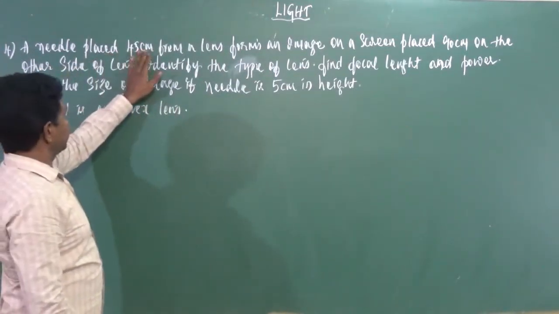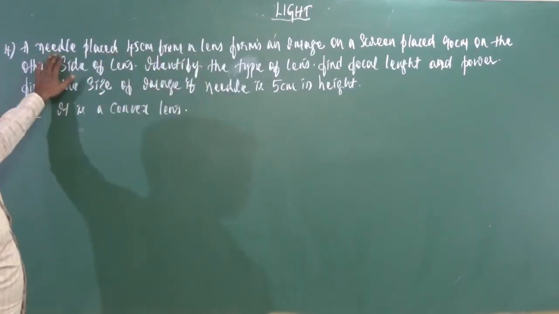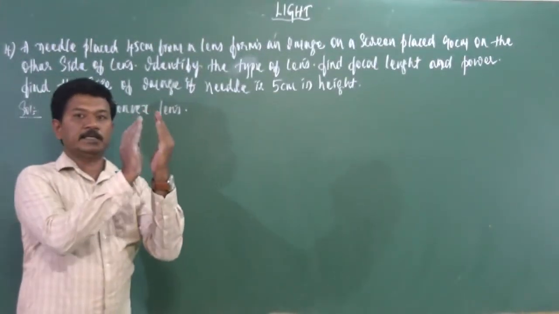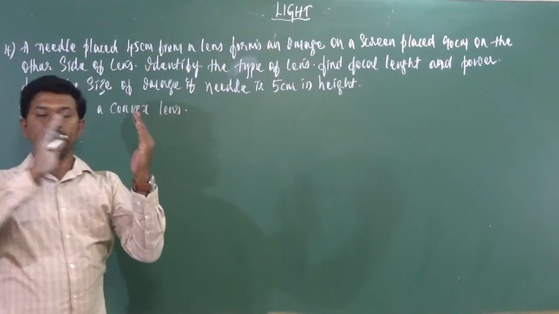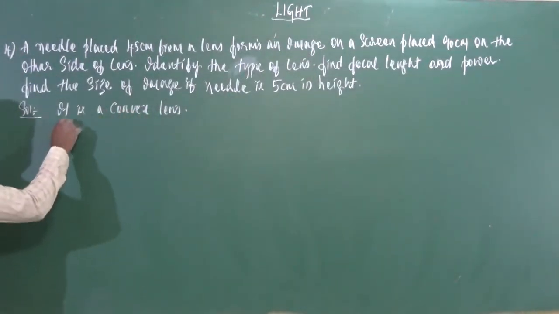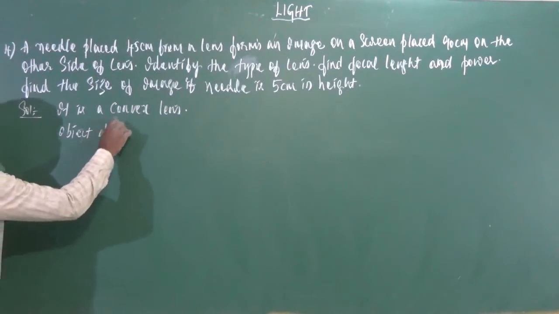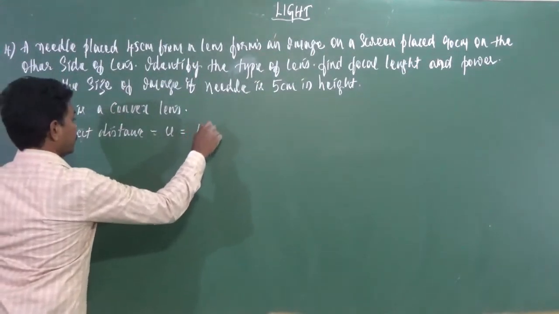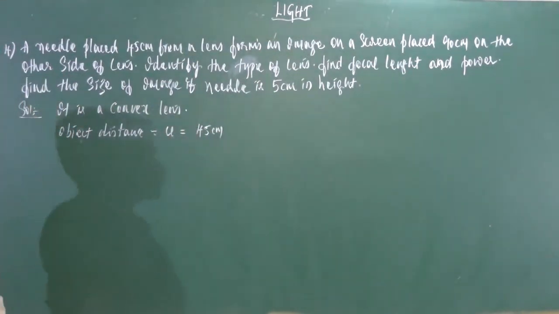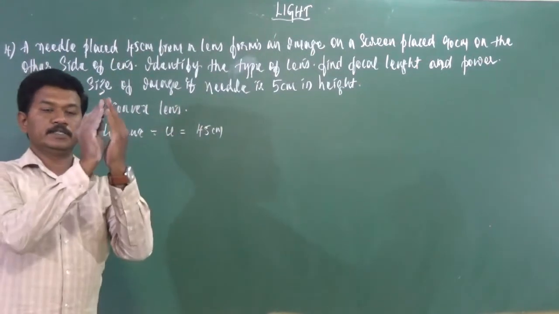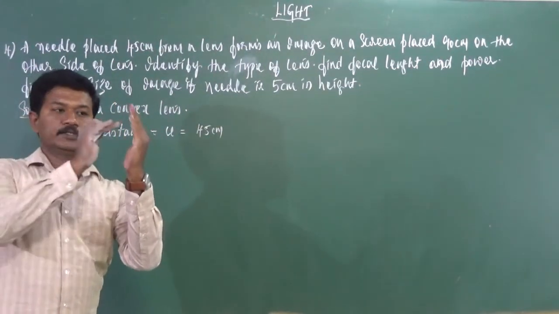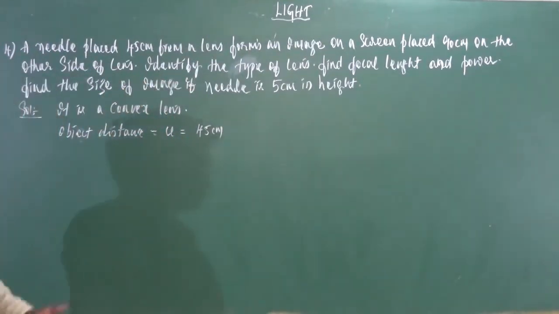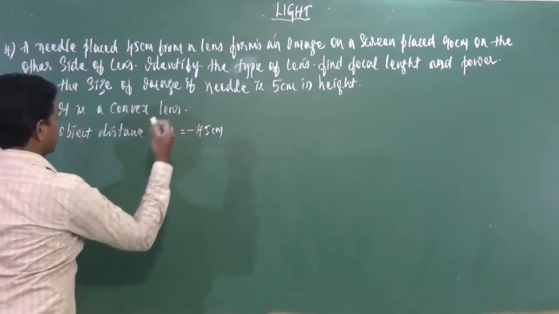A needle placed 45 centimeters away from the lens. So the needle is the object here. It is placed 45 centimeters from the lens. If this is the lens, it is placed 45 centimeters on this side. So therefore this becomes the object distance. Object distance is equal to U is equal to 45 centimeters. By applying sign convention we have to decide whether it is negative or positive. So this is the convex lens. Here the object is placed. It is measured from the lens to the object in the direction opposite to that of the incident light rays. So therefore U will be negative, right?